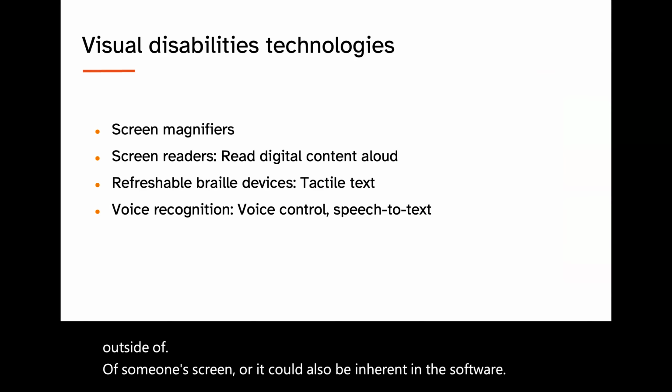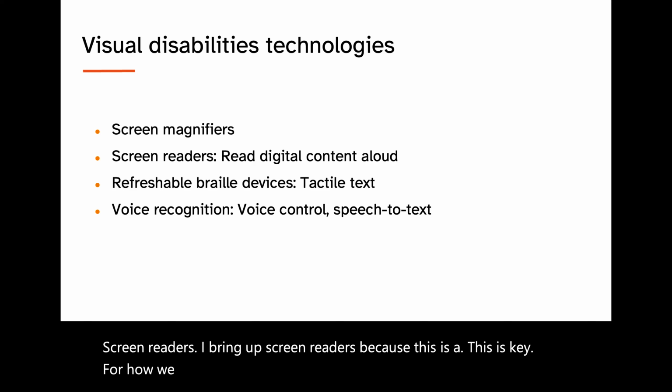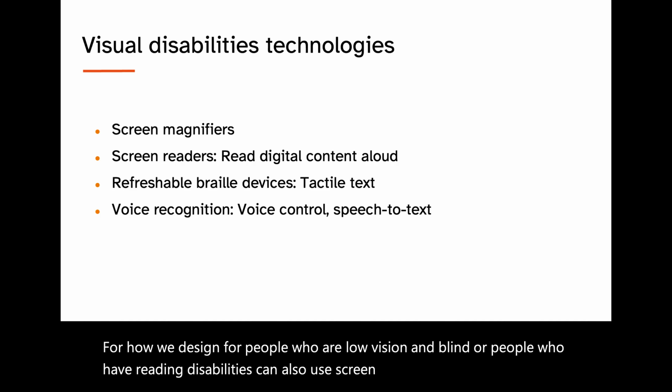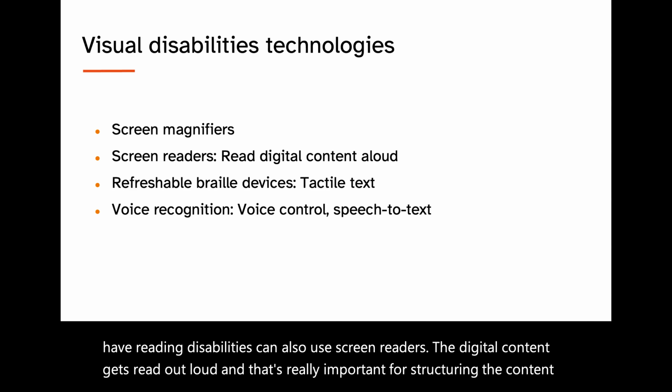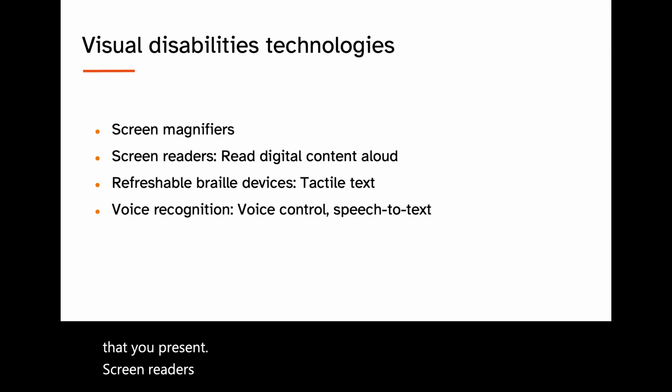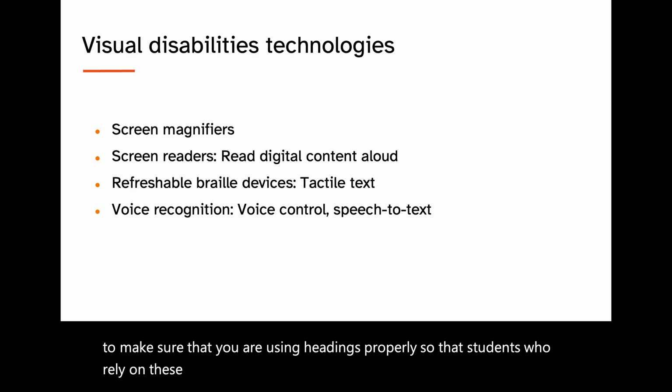Screen readers, I bring up screen readers because this is key for how we design for people who are low vision and blind, or people who have reading disabilities can also use screen readers. The digital content gets read out loud, and that's really important for structuring the content that you present. Screen readers can skim through topics, for example, so you have to make sure that you're using headings properly, so that students who rely on these technologies can skim and jump around in content.